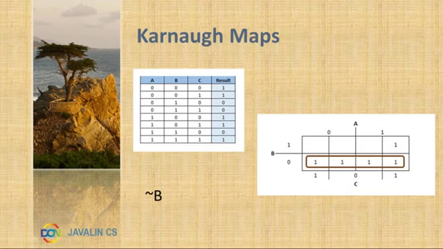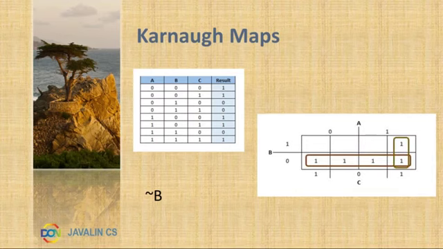Now we need to keep grouping until we've got all the ones grouped somewhere, and there's one left. Now we could group it by itself, but that's not obeying the rule of making the groups as big as possible. What we really need to do is to group that one in a pair there, and you'll notice that our groups overlap. That doesn't matter, they're allowed to do that just as long as we have our big groups. Now looking at that particular one there, we have A is true, C is true, and B can be either 0 or 1 for that group. So B doesn't matter this time.